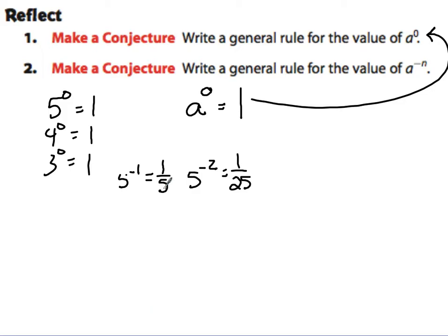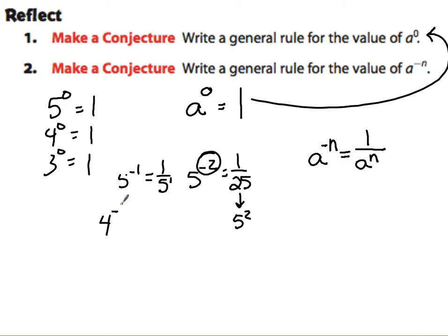Well, notice, isn't 5 5 to the first power? And isn't 25 5 to the second power? So anytime you have a power that's negative, any number a to the negative n, it's always going to be 1 over that number to the positive power.